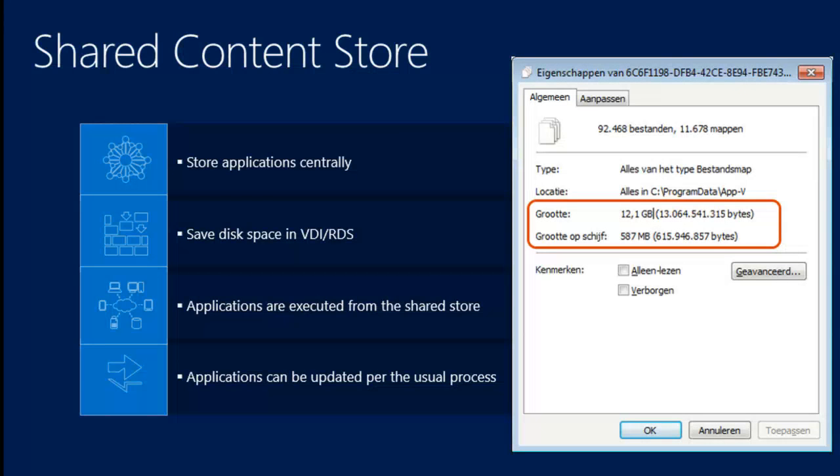To give you an example, at this customer we had a package store that was 12 gigabytes, which was about 50 applications. And the hit on an individual VDI was only 580 megs. So that's like 95% storage reduction per client alone. That can give you a very interesting case if you calculate the cost of that VDI or that hard storage platform.